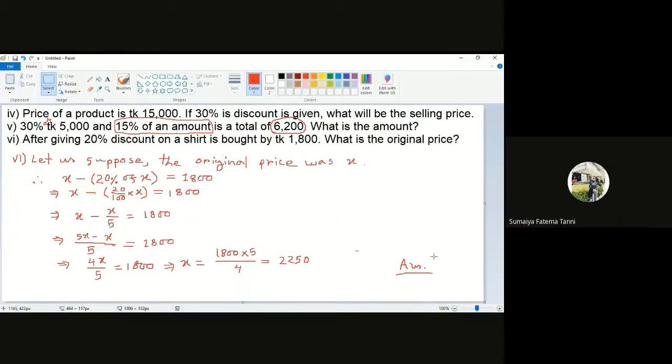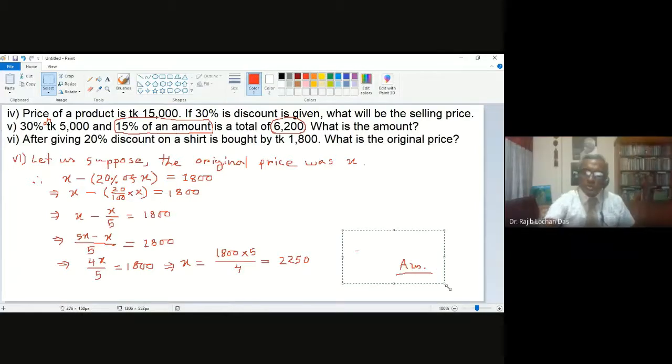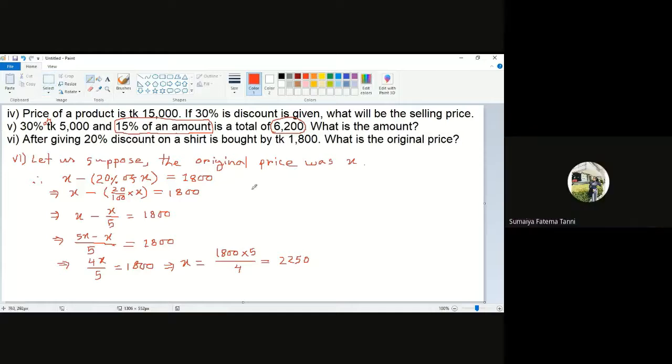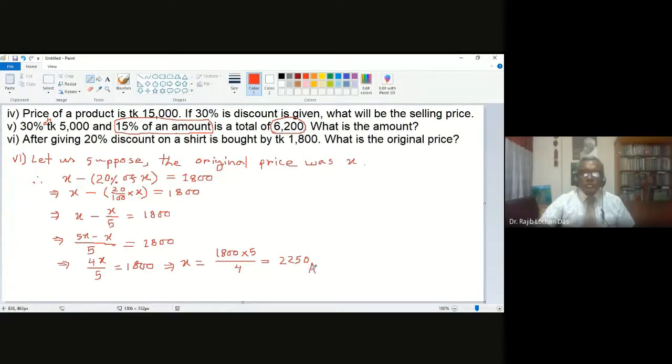Happy with the discount or not? Yes, sir. Very happy. 2250 টাকা থাকলে 1800 টাকা দিয়ে পাইলা, তো ভালোই নাকি না? বেশি ভালো না?